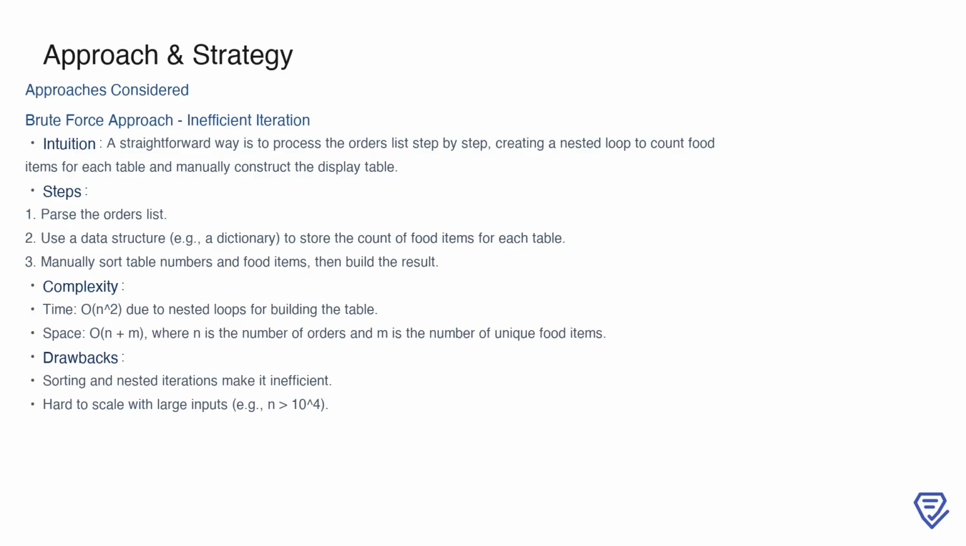However, this method is inefficient. The time complexity is O(n²) due to the nested iterations required to process and organize the data, and the space complexity is O(n + m), where n is the number of orders and m is the number of unique food items. These inefficiencies, coupled with the sorting overhead, make this approach unsuitable for larger inputs, such as when the number of orders exceeds 10,000. It is clear that this method struggles to scale effectively.